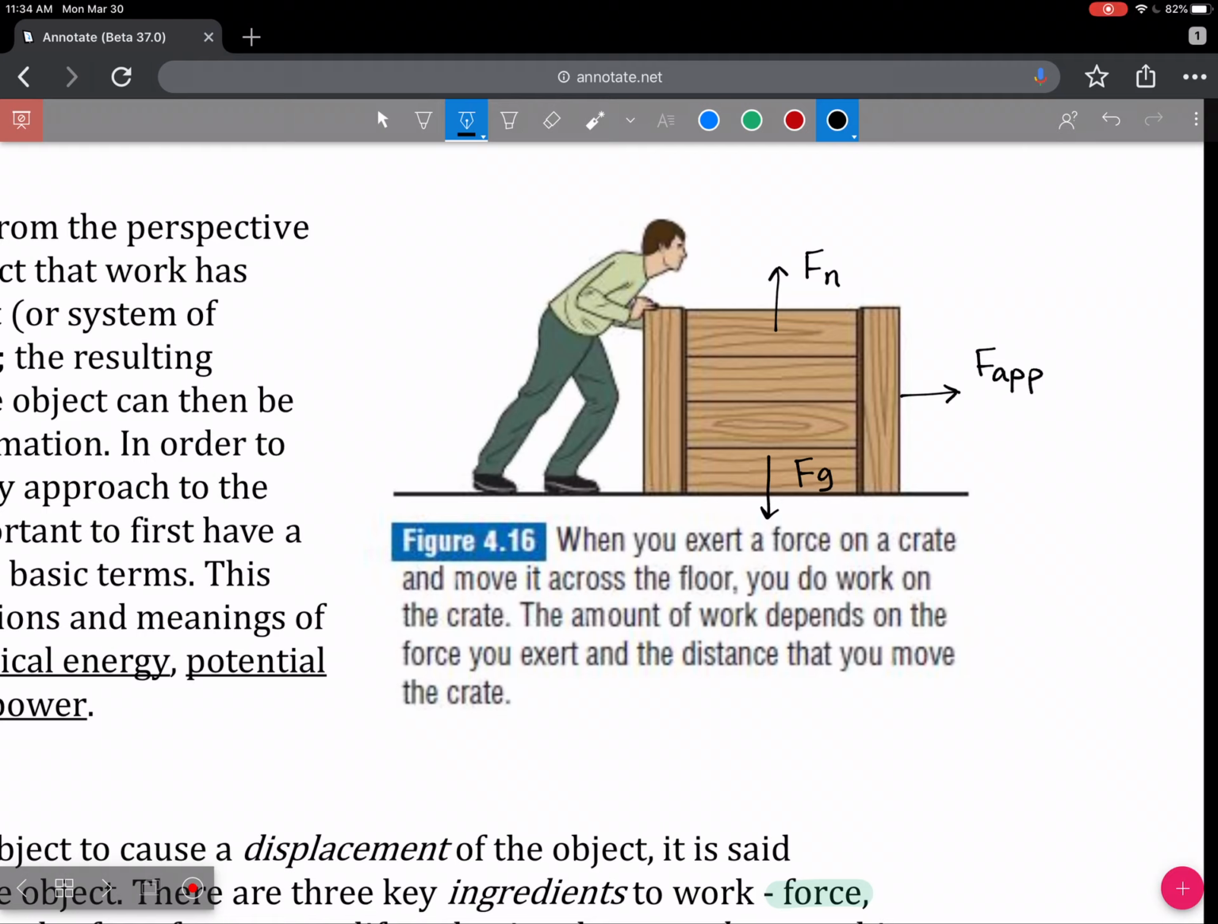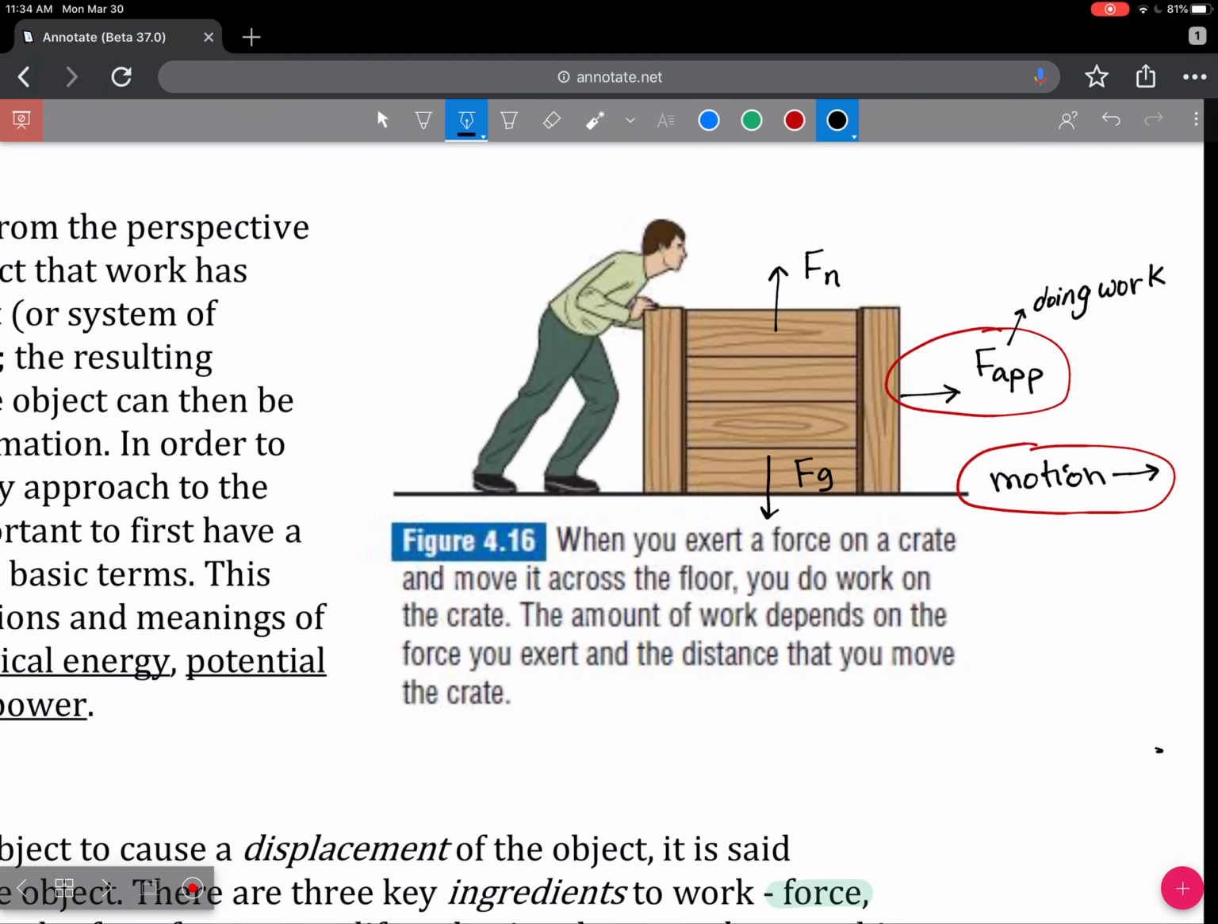Now, obviously, the motion of this crate is going to be to the right. So the force that we would consider that's doing work would be this applied force, because it's parallel to the motion. So if this crate displaces to the right, the force acting to the right is the force that is doing the work.